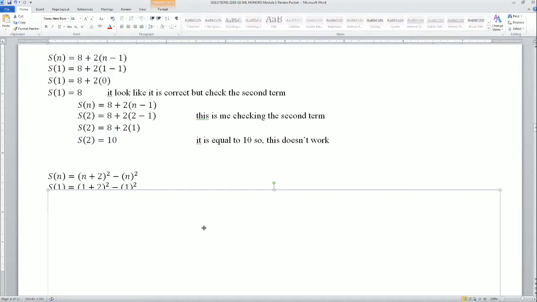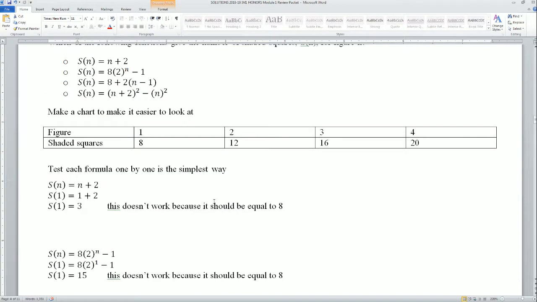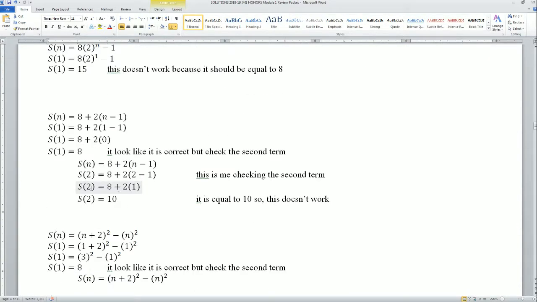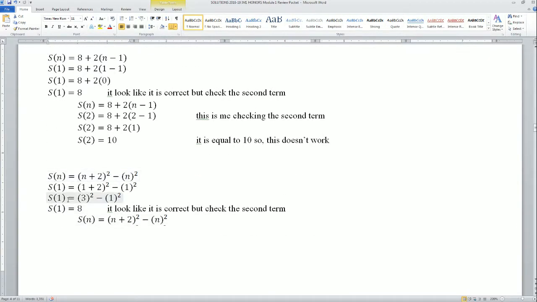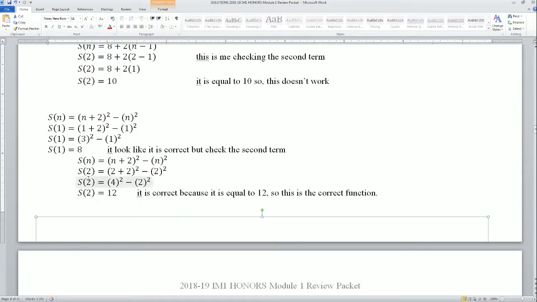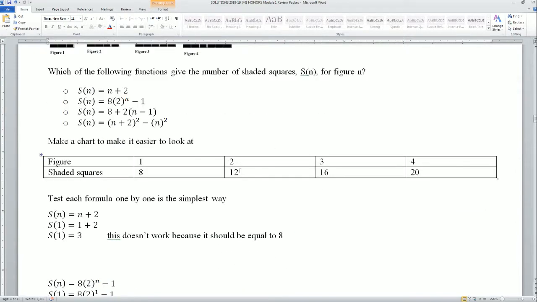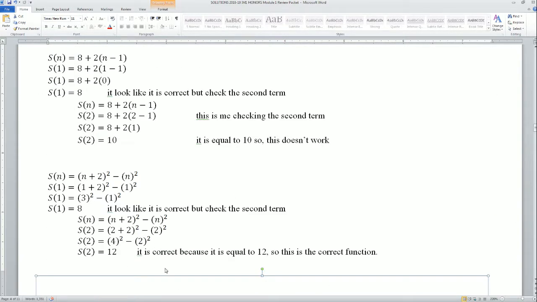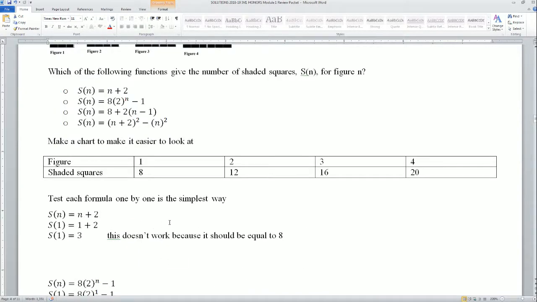Okay, next, again, I will test that 1 should be equal to 8. I plug in 1 here. Simplify, it gets me 8. It's good. I should always check the second term. Right? I plug in 2 for the n value and I get 12. Right? 2 gets me 12. Perfect. So it is correct because it equals 12, so that is the correct function. So there you go. That is your solution for part 1, which covers parts 1, 2, 3, and 4.